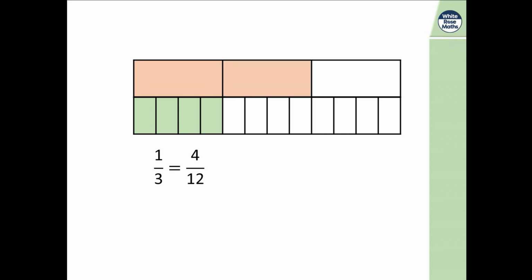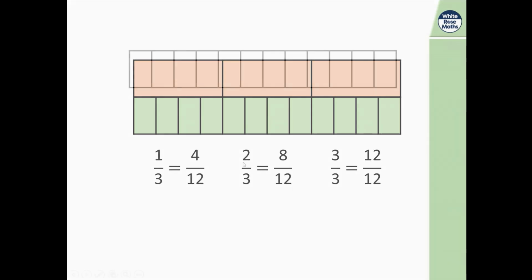What if we were to shade another third? So we've got 2/3 and we were to match it underneath. 2/3 would equal 8/12. If we were to shade the last third, 3/3, and match underneath, how many twelfths would equal 3/3 now? That's right, 3/3 is the same as 12/12. We have coloured the whole of both bars.